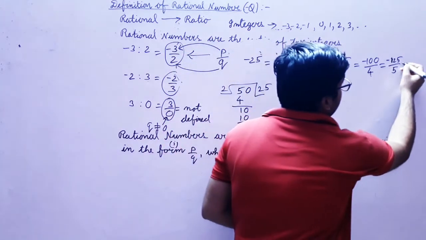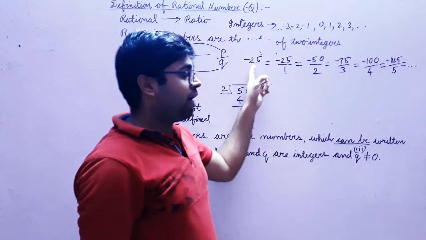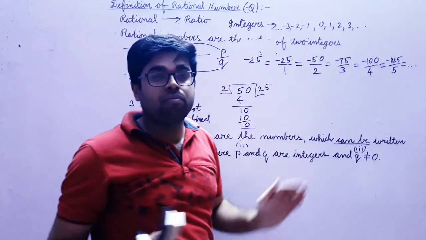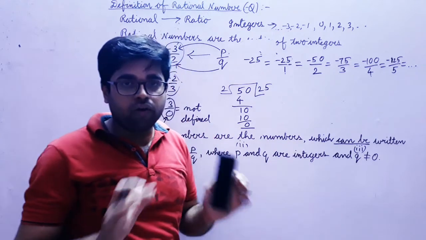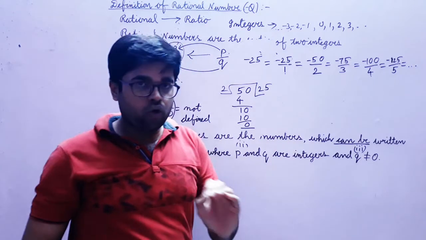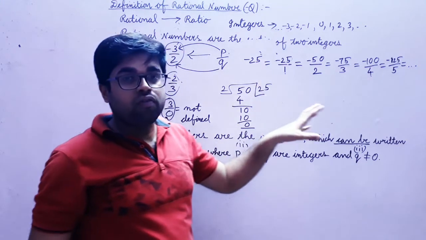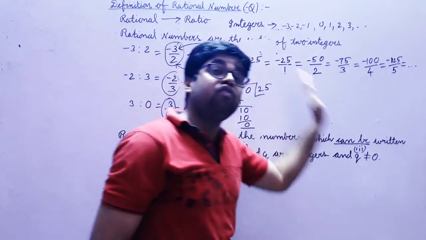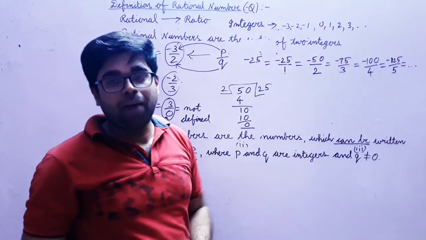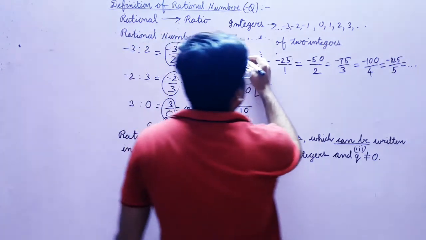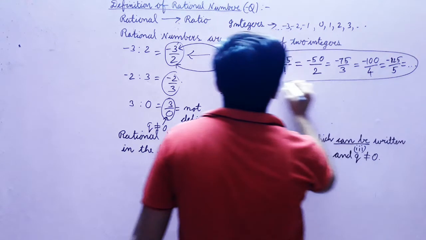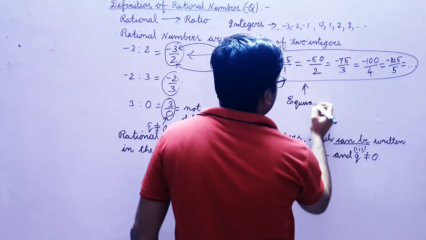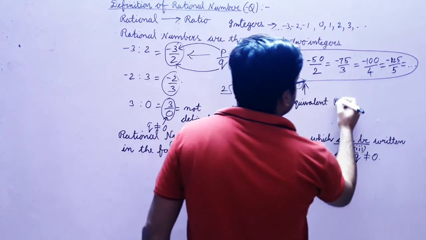In this way, you can write minus 25 in the form p by q in an infinite number of ways. Infinite number of ways means uncountable number of ways. I hope you're getting this. So minus 25 doesn't have a unique representation in the form p by q. In fact, it has infinite representations in the form p by q. Now all these representations are known as equivalent rational numbers.